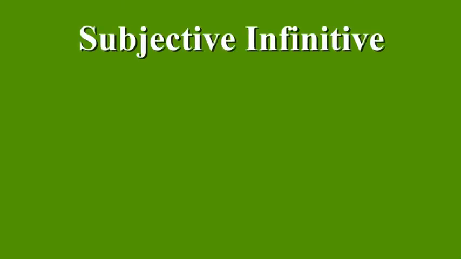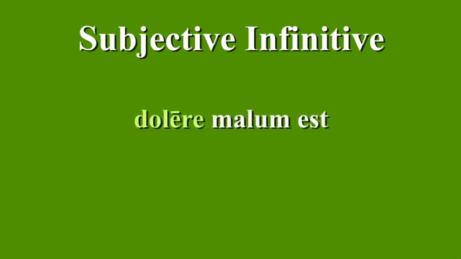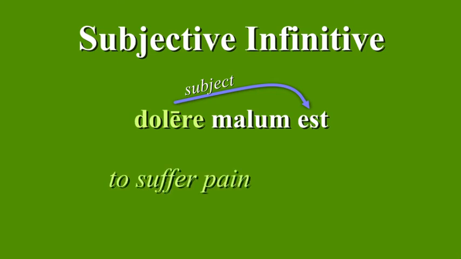Recall that the infinitive is technically a noun. Because it's a noun, it can serve as the subject in sentences. This is called a subjective infinitive. So, for example, dolere malum est, where the infinitive dolere is the subject of est. We can translate it to suffer pain. That's dolere, is an evil.